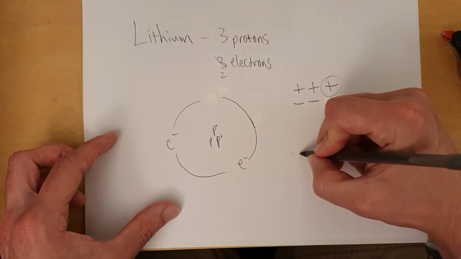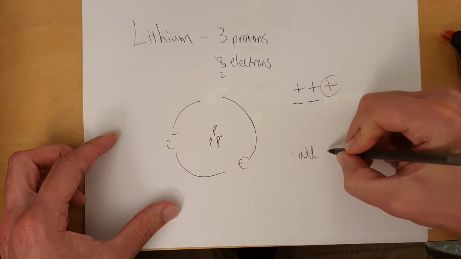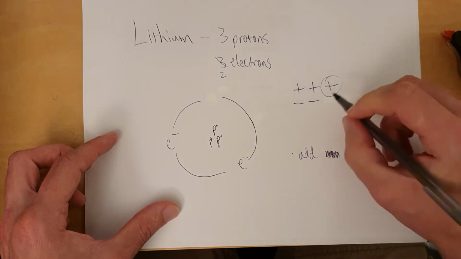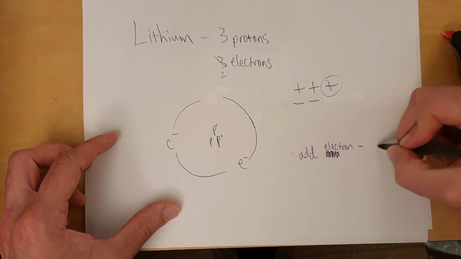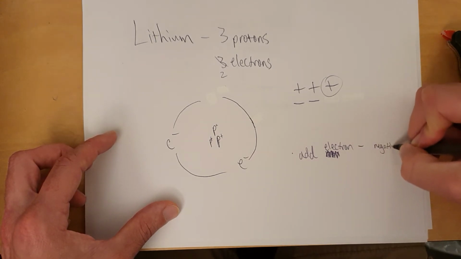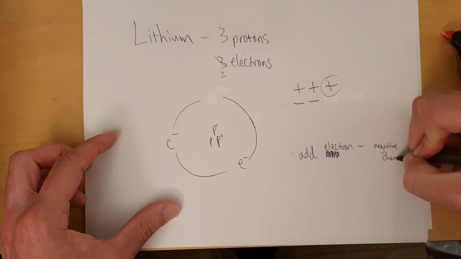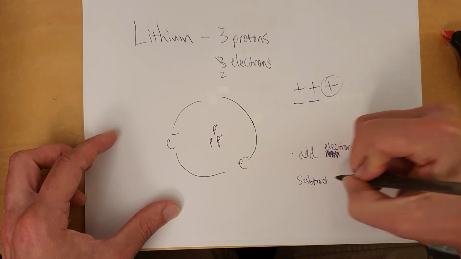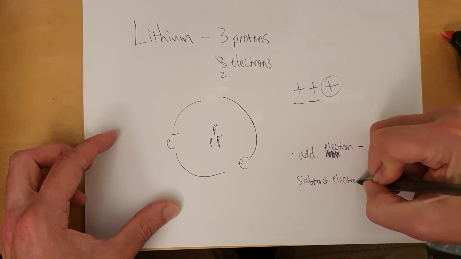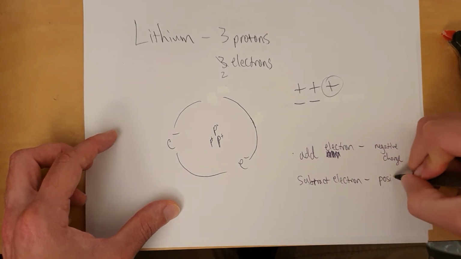So, if you add an electron, you get negative charge. If you subtract an electron, you get positive charge.